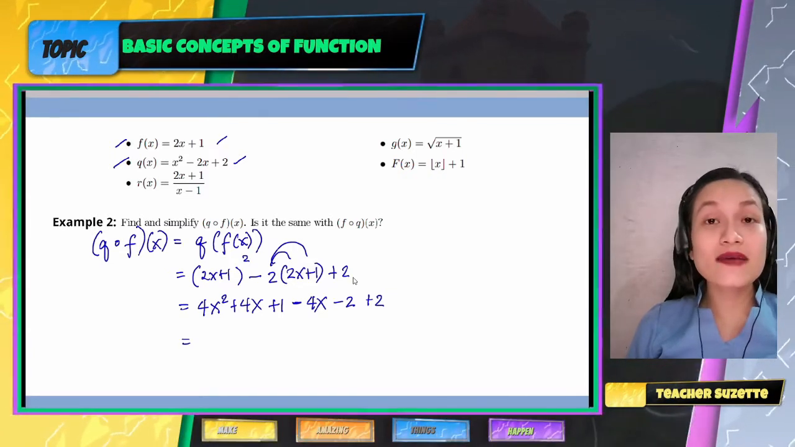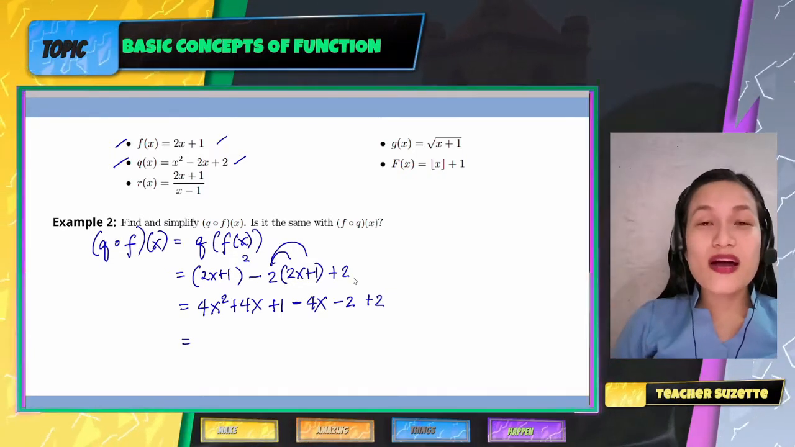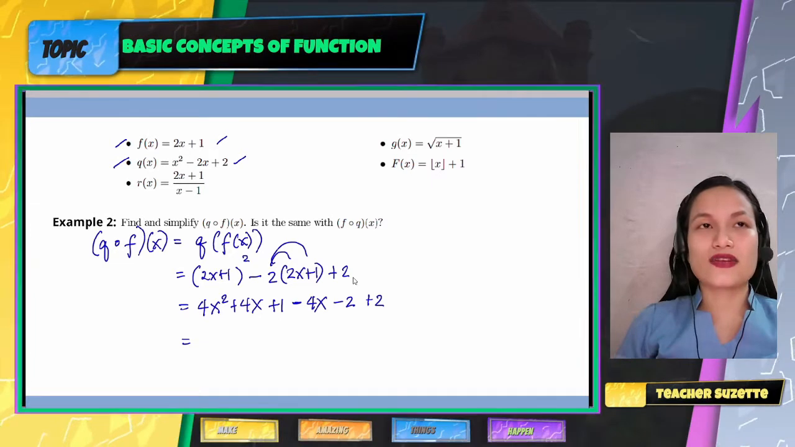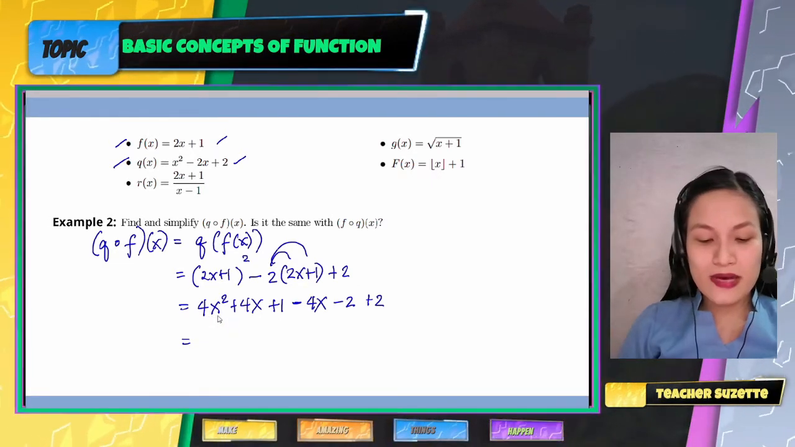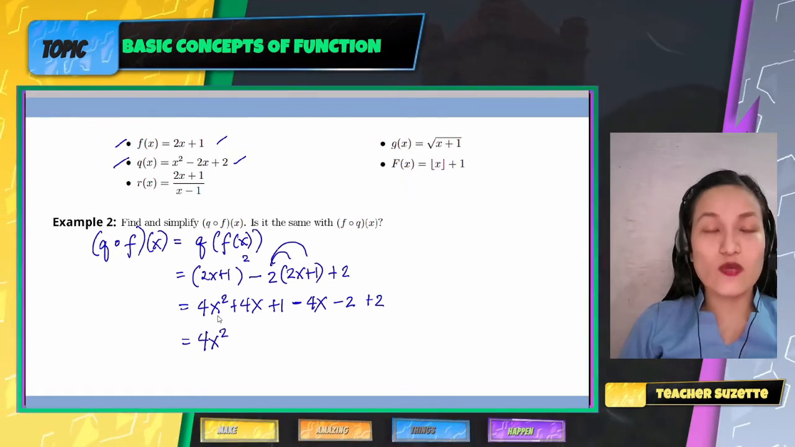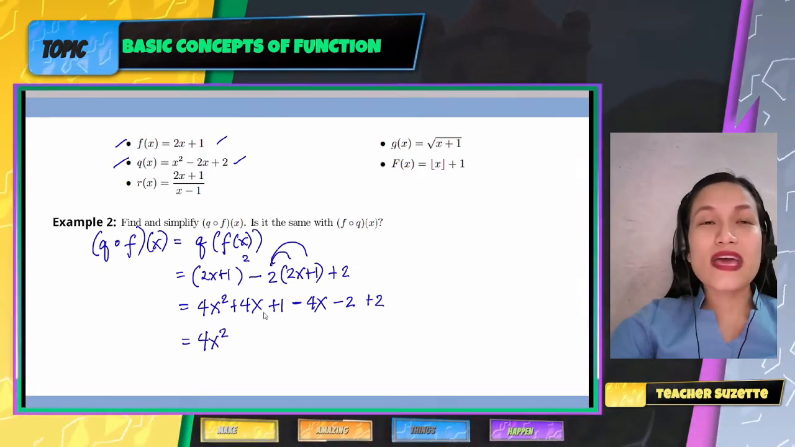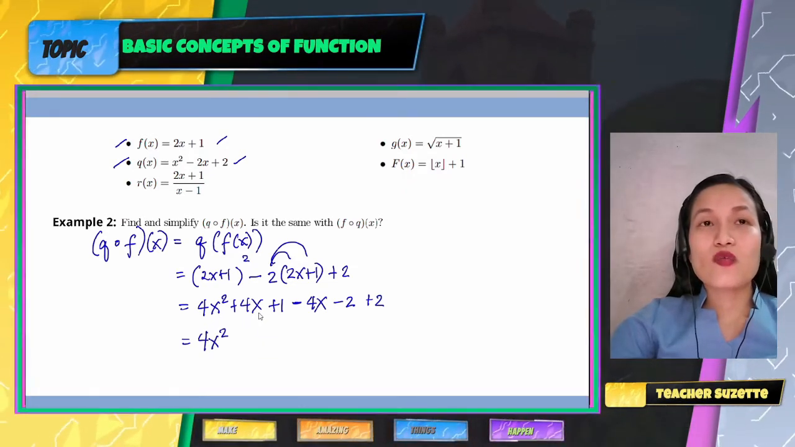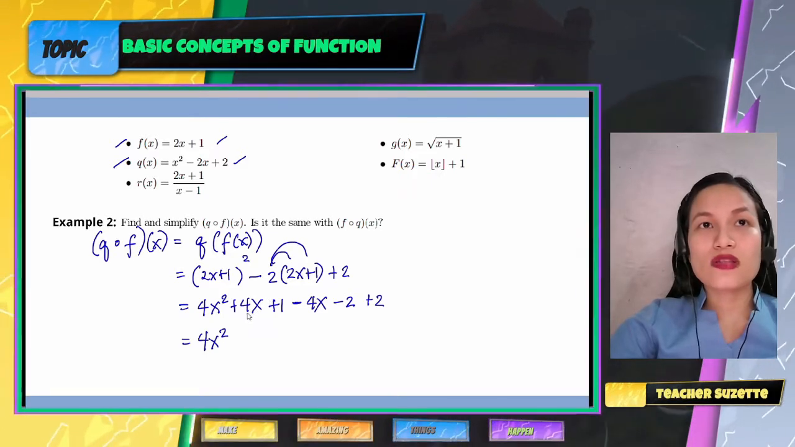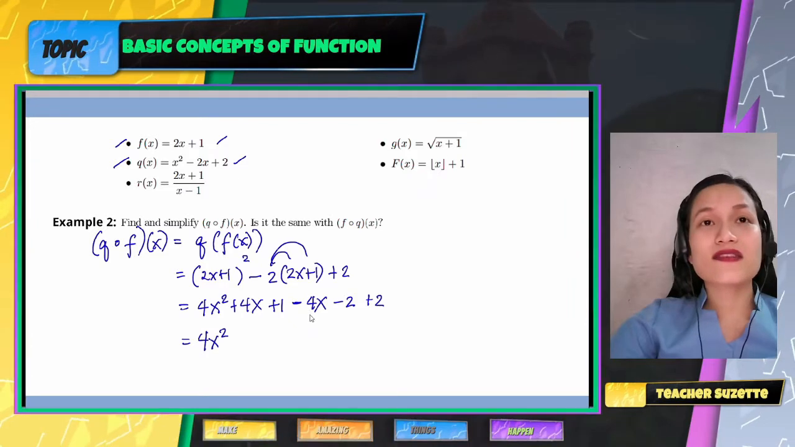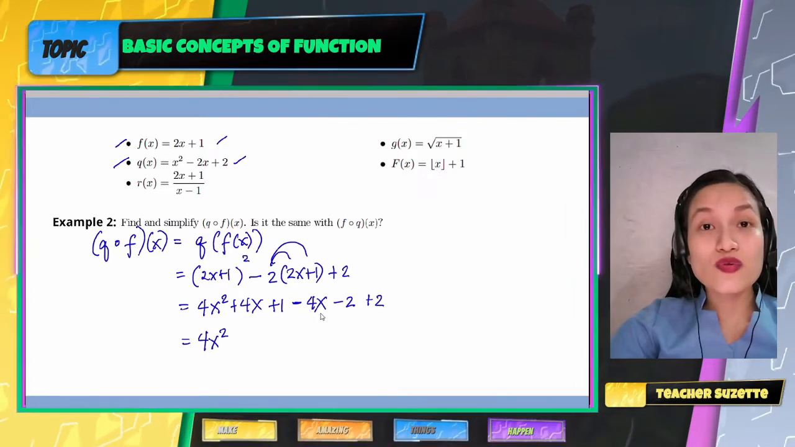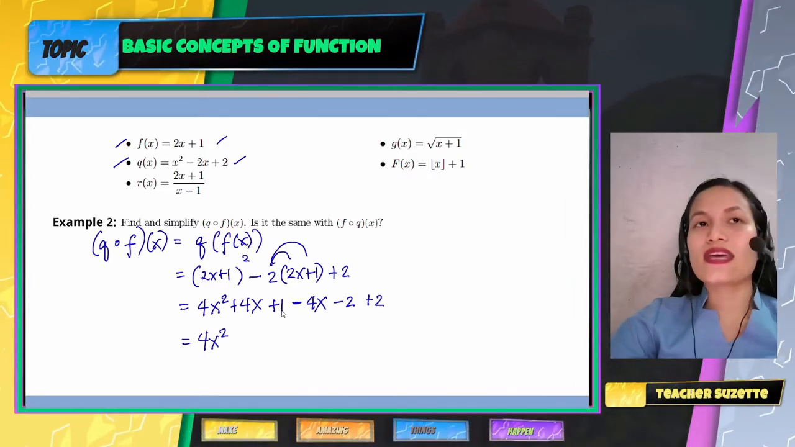So, this time, pwede na po tayong mag-combine ng mga like terms. So, 4x squared, may like terms ba? Obviously, wala naman. So, copy lang natin yung 4x squared. Then, yung mga x na may 1 na exponent. So, ito lang naman, 4x and negative 4x. So, 4x plus negative 4x is equal to 0. So, no need to write that.